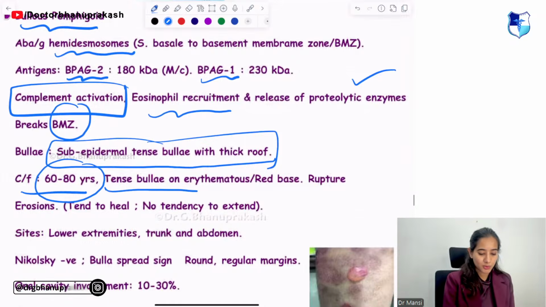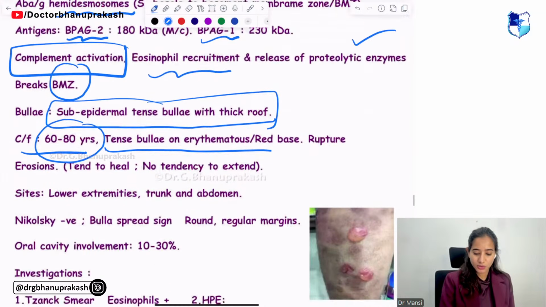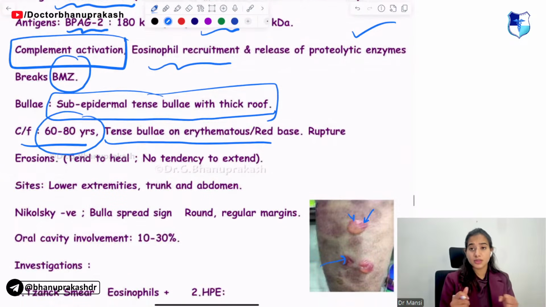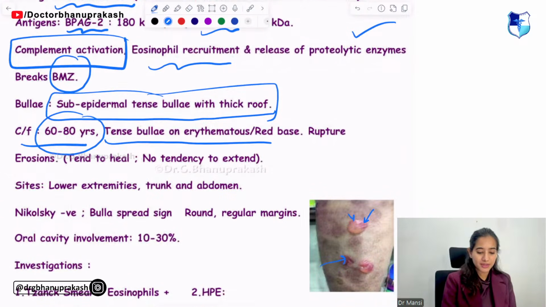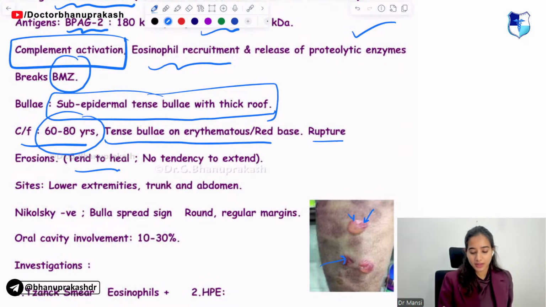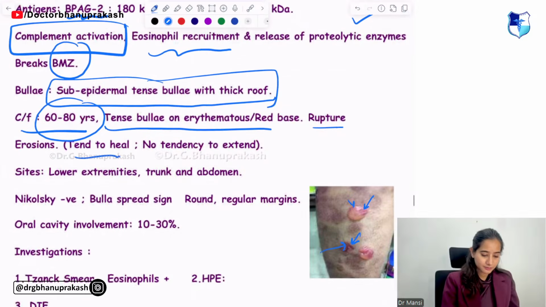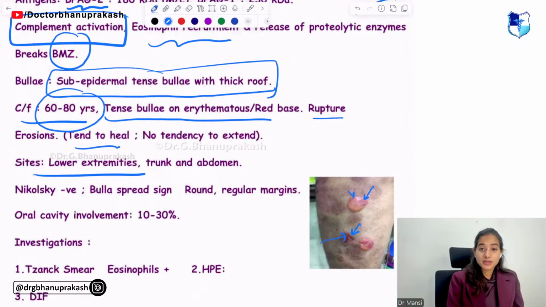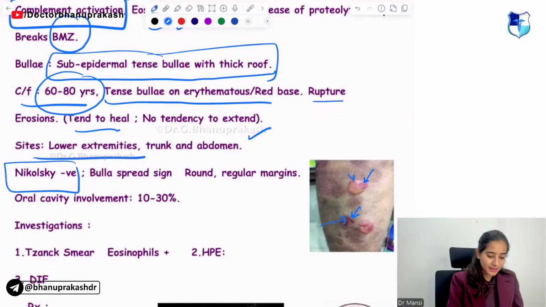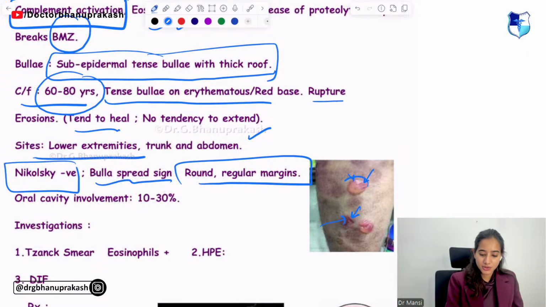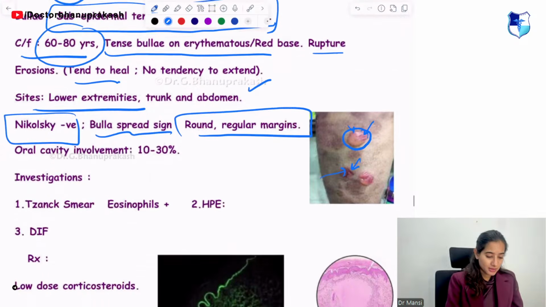Okay, the clinical features: the age of presentation is 60 to 80 years in bullous pemphigoid. There is a tense bulla with an erythematous base, so you can see the pinkish reddish appearance. They can have erosions, which you can see. Where is it present? On the lower extremities, trunk and abdomen. Nikolsky sign is negative in this. Bulla spread sign is there, and round and regular margins of the bulla which you can see.